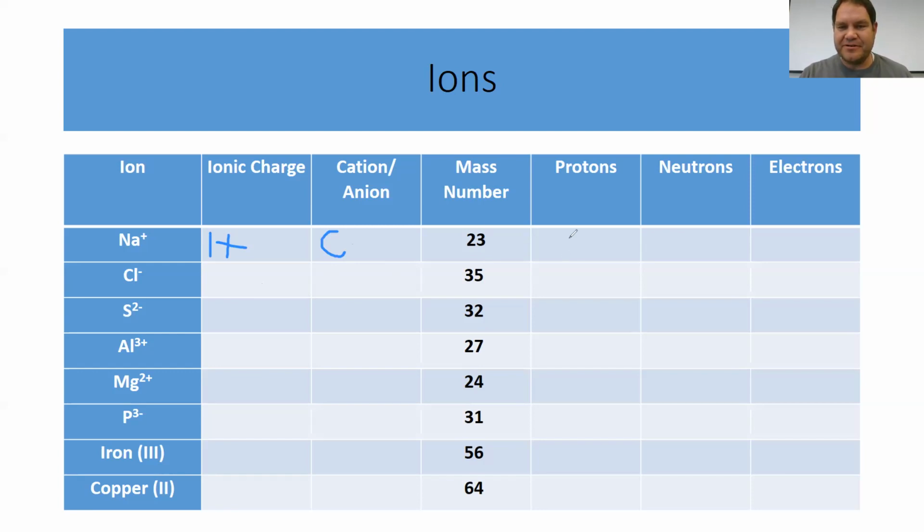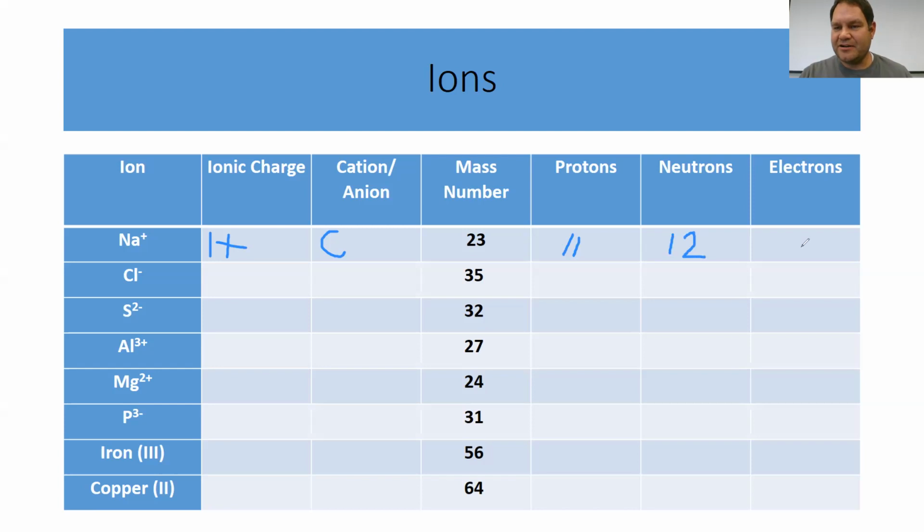If you look at your periodic table, sodium has a proton number of 11. Its atomic number is 11. We're not changing the number of protons here, so all of these ions will still have the same usual normal proton number. Its neutrons can be found by still taking the mass number minus the proton number. So that hasn't changed either.